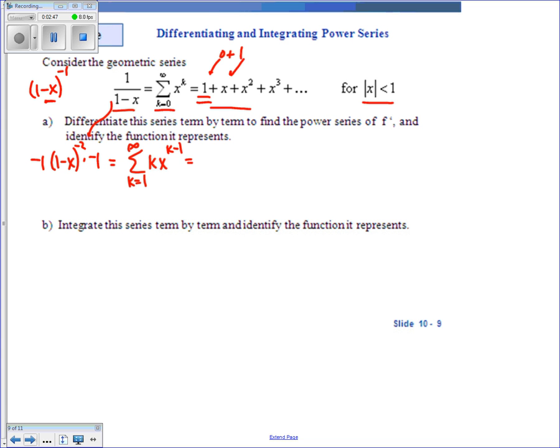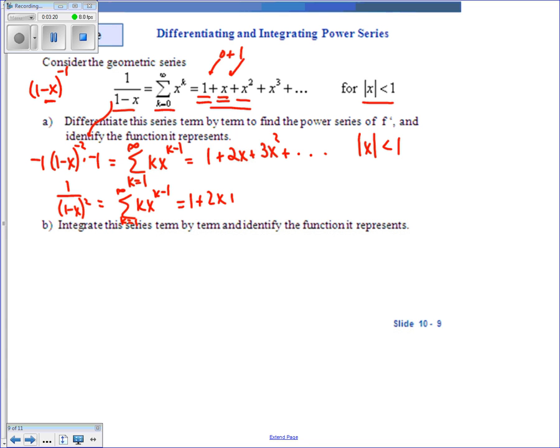And now doing it term by term, the derivative of 1 is 0, the derivative of x will be 1, the derivative of x squared will be 2x, then plus 3x squared plus dot, dot, dot. And now the interval of convergence, we know, will have at least absolute value of x less than 1. So we have the power series for 1 over (1 minus x) squared, represented by this power series, the sum of k times x to the k minus 1, from 1 to infinity, or just represented in expanded form this way.